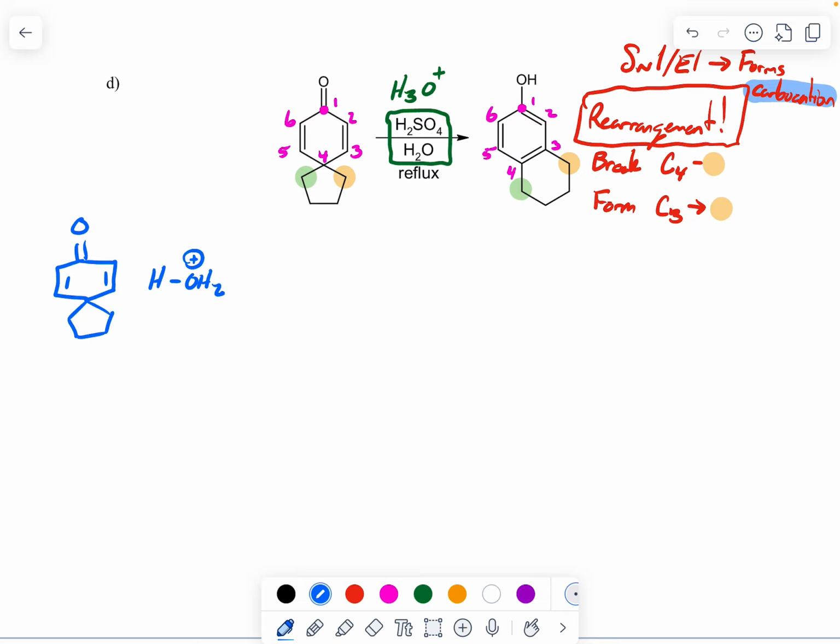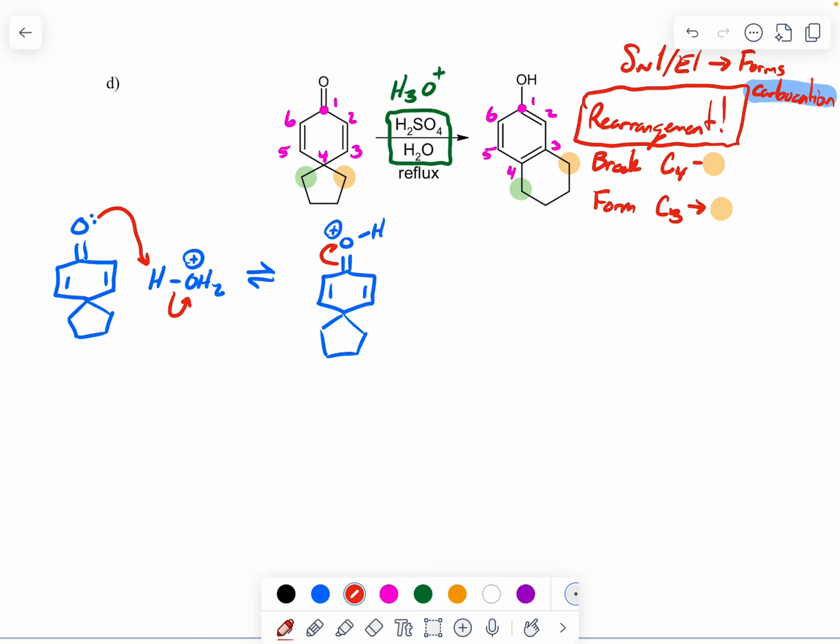In this scenario, it's actually impossible for it to be anything other than the oxygen that's shown up here. So this oxygen is going to act as a base. It's going to deprotonate the hydronium, and we are now going to have a positive charge on that oxygen. The good news is, now that we have the positive charge on this oxygen, it's very easy to see how we can actually form a carbocation.